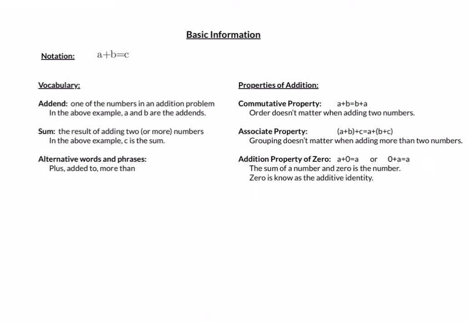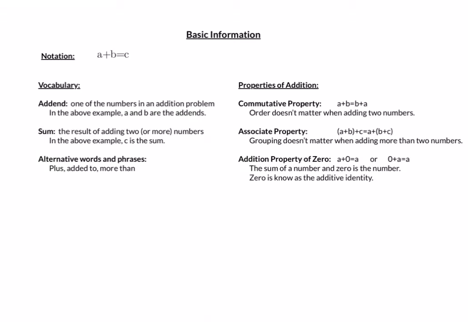Okay, so we've looked at reading and writing whole numbers. And so now we're going to get into the nitty-gritty of this module, which is going to be operations with whole numbers. We're going to start with addition. This comes from section 1.2 of your textbook. So before we get into the actual addition, let's go ahead and review some notation, vocabulary, and properties.